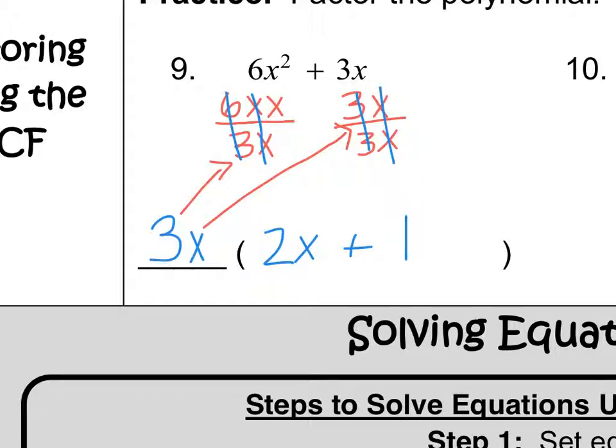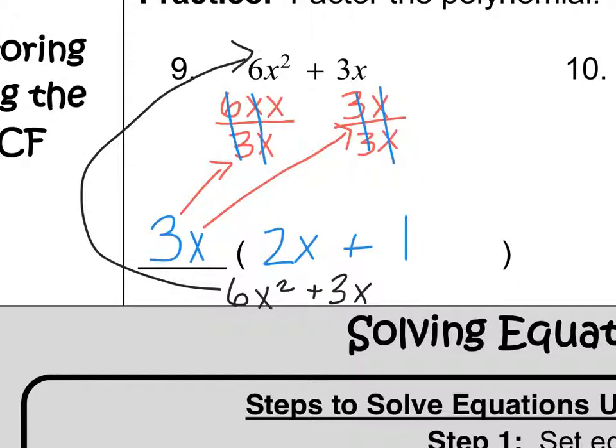Let's just see if I did it right. If I multiplied my 3x times my 2x, I would have 6x squared. And if I multiplied my 3x times my 1, I would have plus 3x. So I did do it correct because it ties back in. So factoring is just pulling out the greatest common factor and putting in parentheses whatever's left.